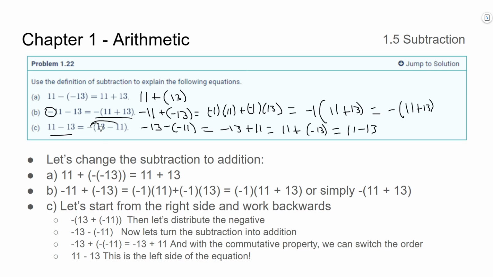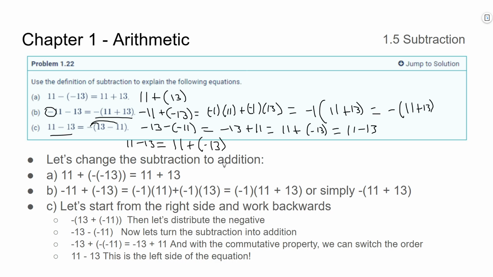So if we wanted to do this the other way around, we could start with 11 minus 13. We can't change the order of them because subtraction is not commutative. That's something I hadn't mentioned yet, but subtraction is not commutative. So 11 minus 13 is not the same thing as 13 minus 11. So we cannot swap those. But what we can do is convert that to addition. So 11 plus the negation of 13.